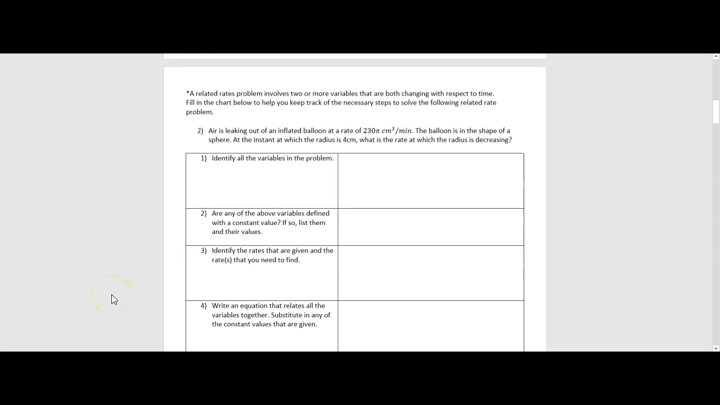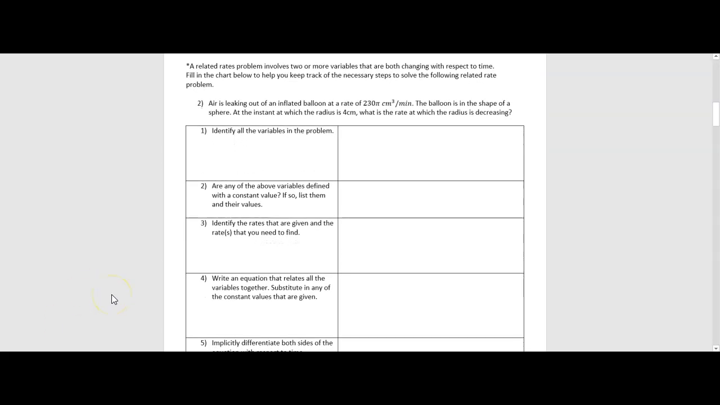All right, so let's look at the problem on page 2. And again, just what we mentioned above, a related rates problem involves two or more variables that are both changing with respect to time, which means, again, when you take your derivative, it's going to be a derivative with respect to time, or d over dt. All right, here's the problem.